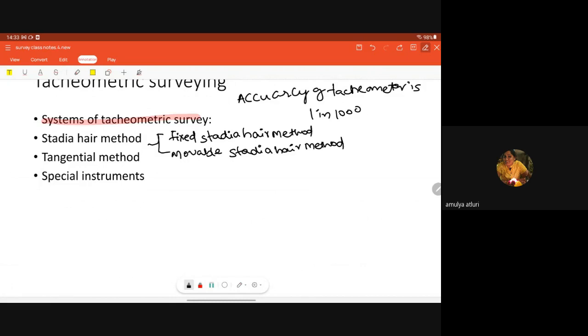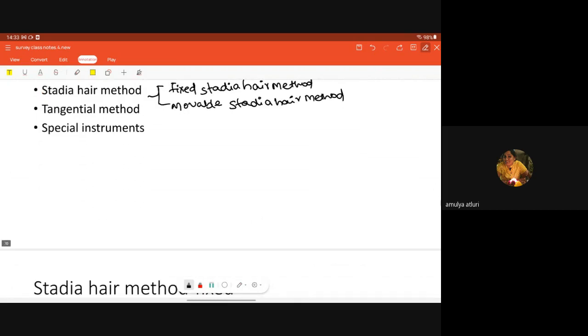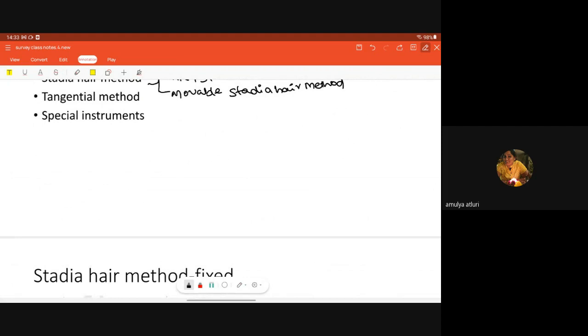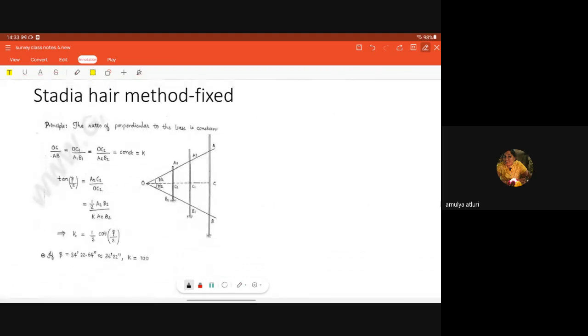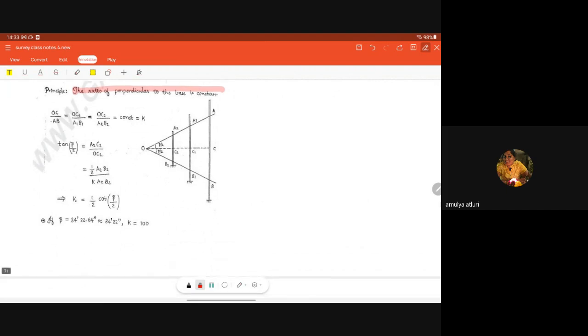Okay, what is the fixed stadia hair method? Generally, these are all based upon the ratio of perpendicular to the base being constant when we go with the similar triangles concept, right? So this is the principle under this fixed stadia hair method. So the ratio of perpendicular to the base is constant. We know it. So if we see, it is like OC by AB, OC1 by A1B1, OC2 by A2B2 is equal to constant.